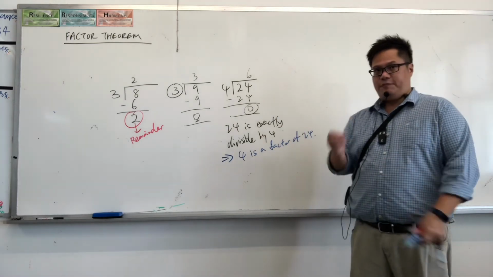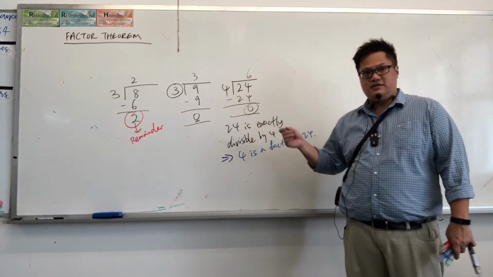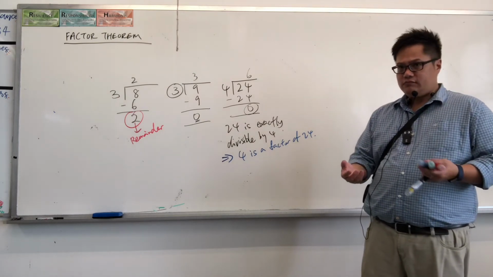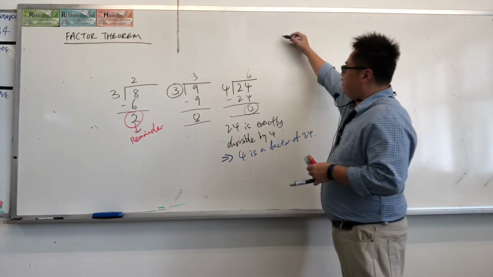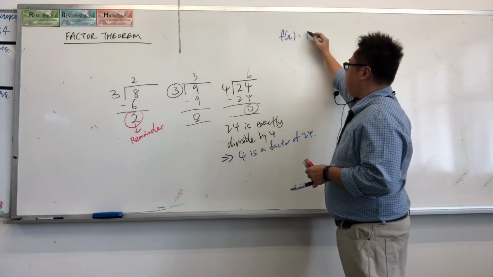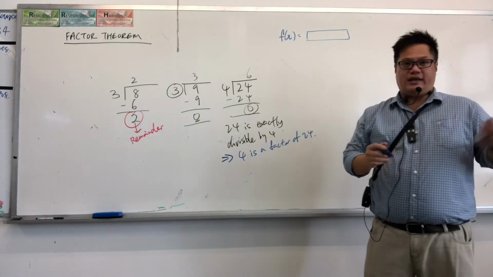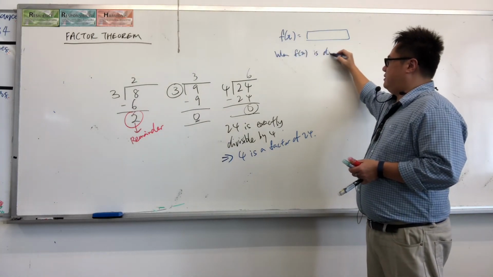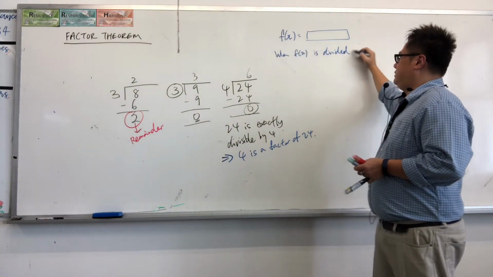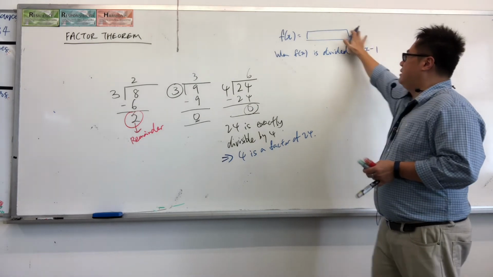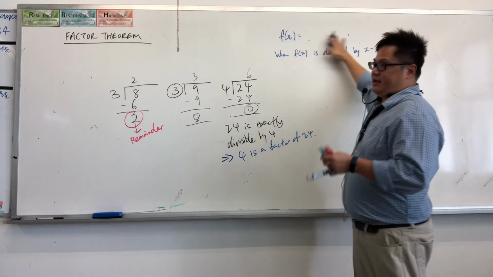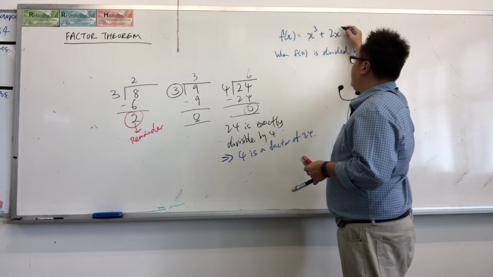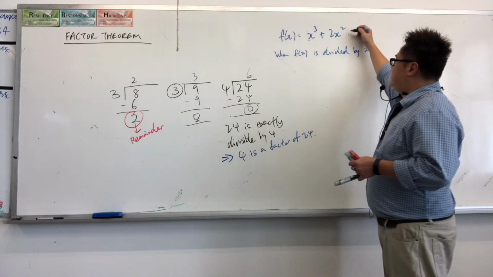So from here, if you pay attention, this is your factor theorem. What is your factor theorem? Let's say you have f(x) equals a particular expression. When f(x) is divided, for example, by x minus 1. Let me put an example. Let's say x cubed plus 2x squared minus 3.